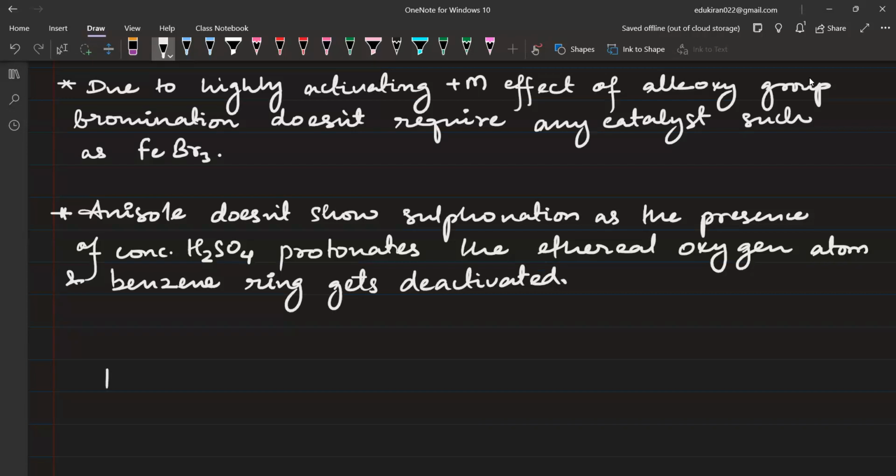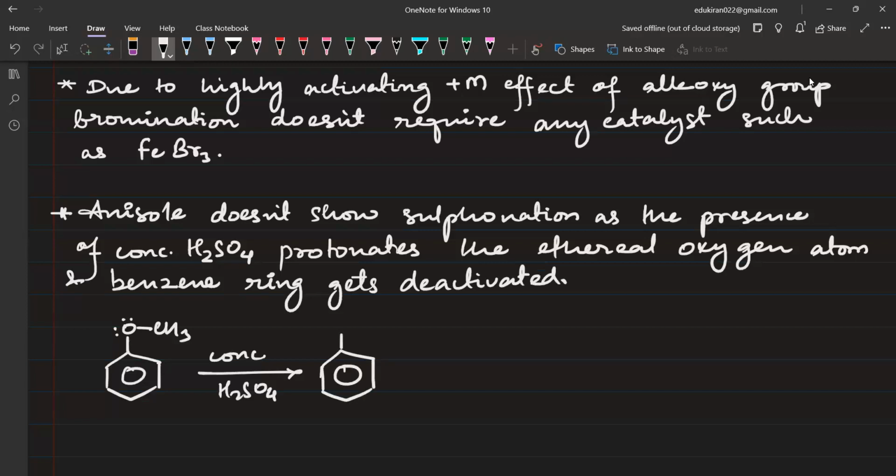ठीक है. बेसिकली होता क्या है, you have anisole like this, OCH3. ठीक है. When you react this with concentrated H2SO4, you have OCH3, and here you get hydrogen. This oxygen atom will get a positive charge. Now, as it gets a positive charge, it is going to pull the electron density from benzene ring, and that is why this benzene ring will not be able to attack the electrophile. Okay? That is why it does not show sulfonation reaction.